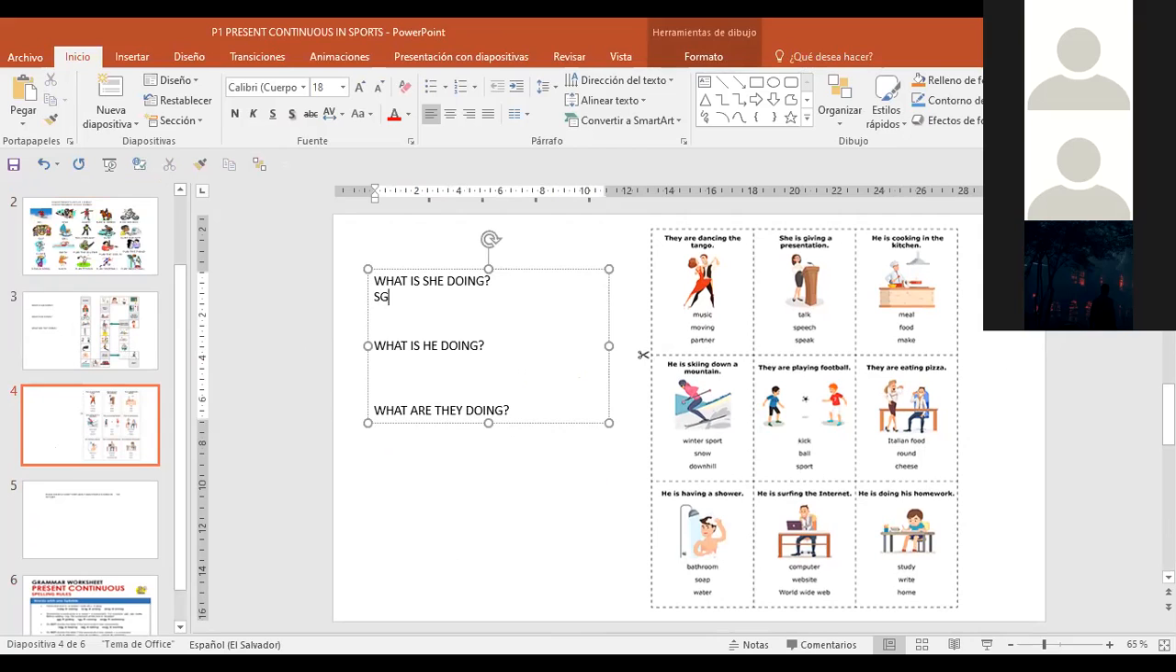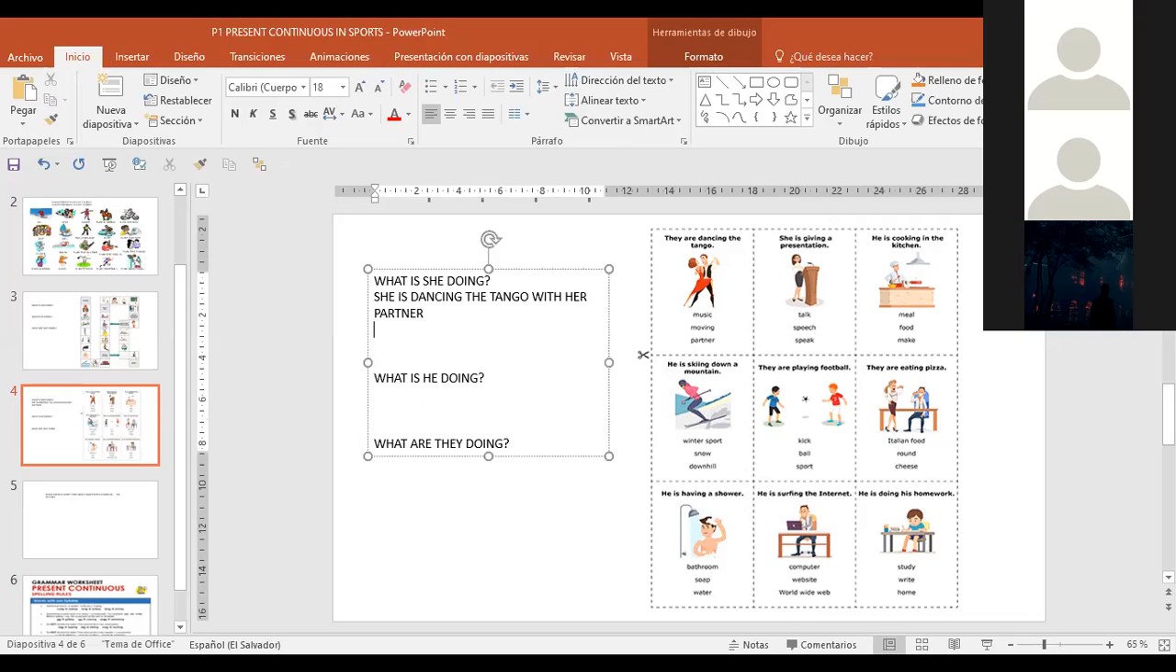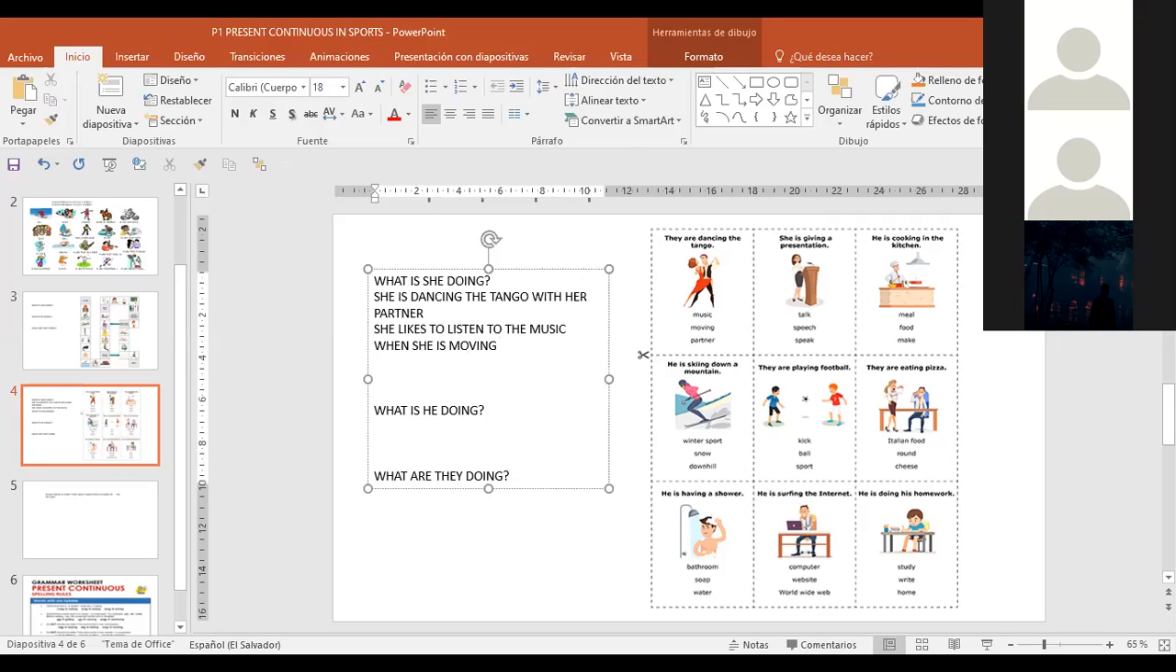What is she doing? Imaginémonos la historia, ¿verdad? She is dancing the tango, with, ¿cómo dijimos que era su, de ella? His or her? Her. Ajá, her. Pregunta de examen, ¿verdad? She is dancing the tango with her partner. Ajá, con su compañero. Very good. Luego digo, she likes to listen to the music when she is moving. Ajá. Y puedo hacer una tercera oración y decir, ¿verdad? The tango is from Argentina.